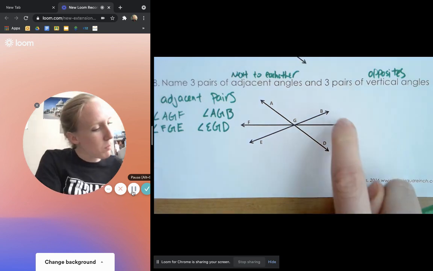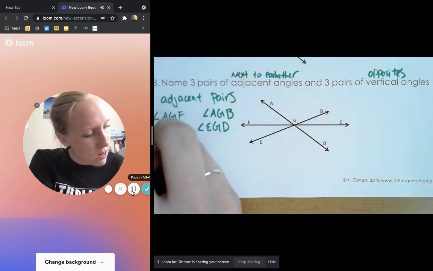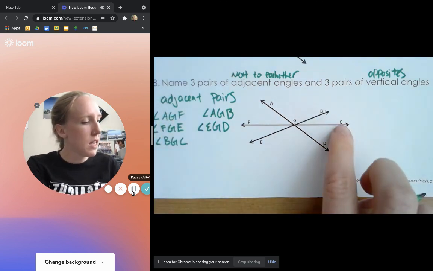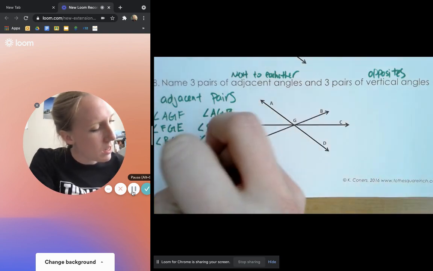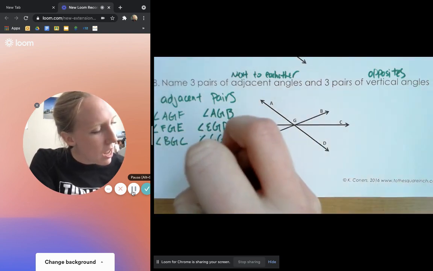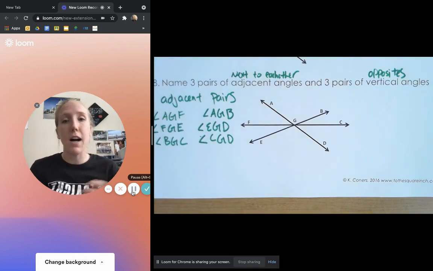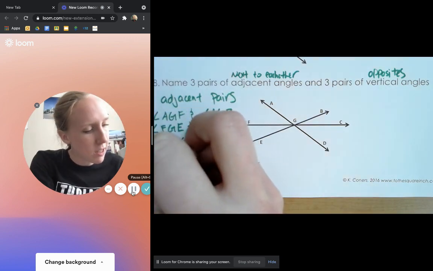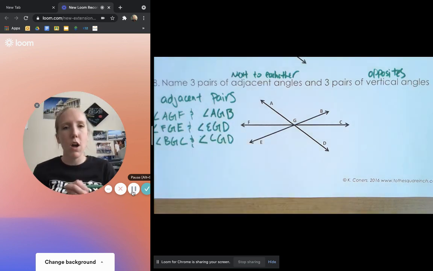Now let's move over here. Let's do angle BGC and CGD. Those are sharing a side also. Now, you might have found other adjacent angles. That's totally fine. This is an adjacent pair. This is an adjacent pair. And then this is an adjacent pair. Okay, so we found adjacent pairs, angles that are touching.